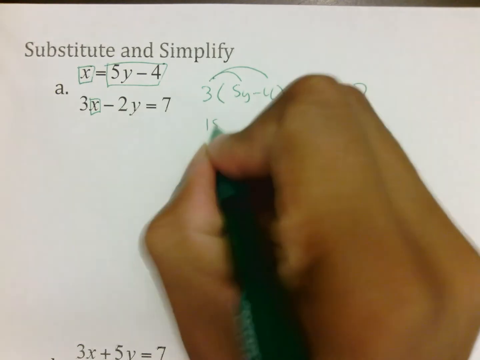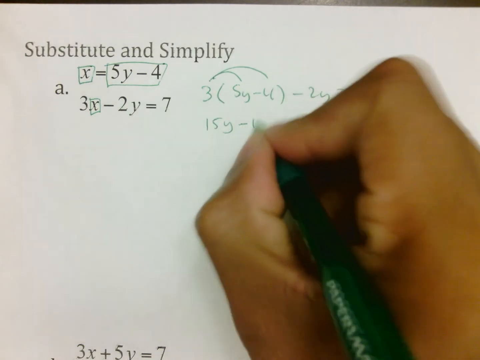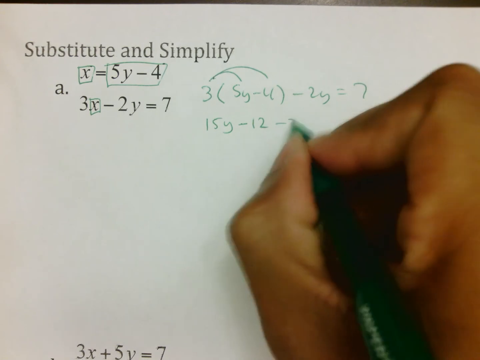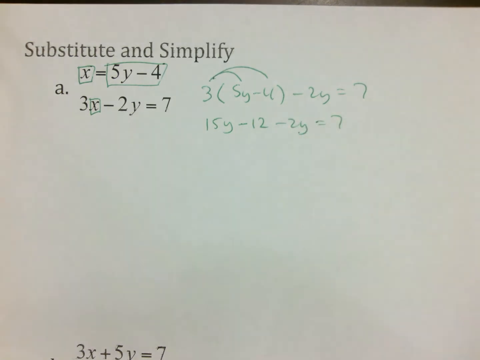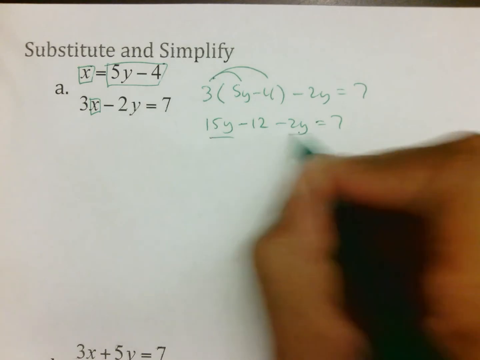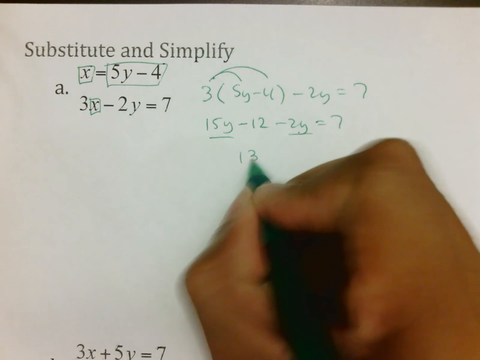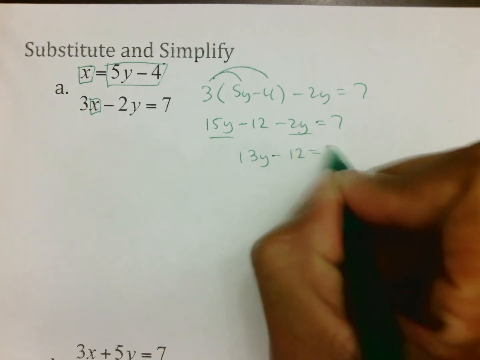3 times 5y is 15y. 3 times negative 4 is negative 12. Bring down your minus 2y. Bring down your equals 7. That is the second line of what you will have to type on your Math Excel. And then the third line is where you're going to combine terms. 15 minus 2 is 13y minus 12 equals 7.